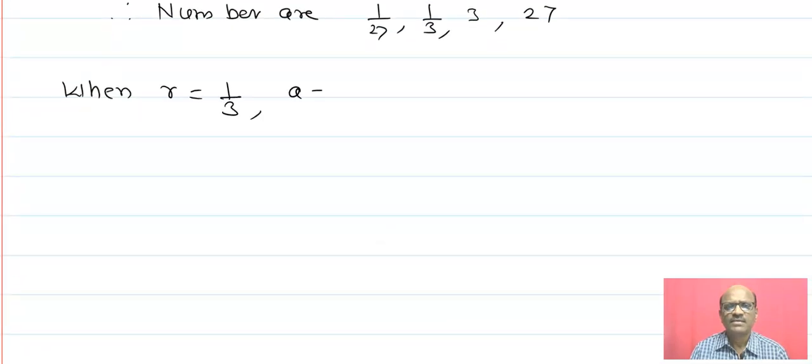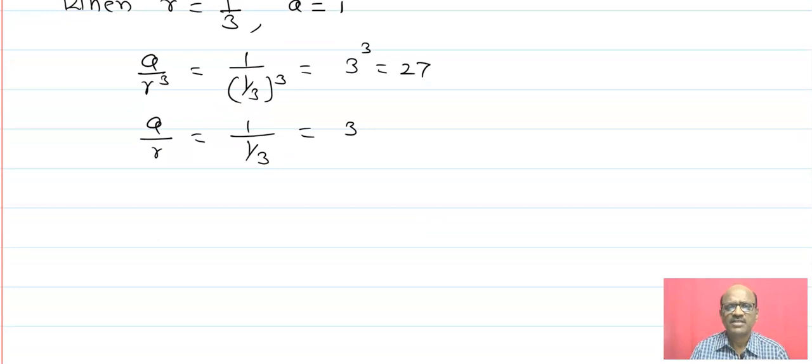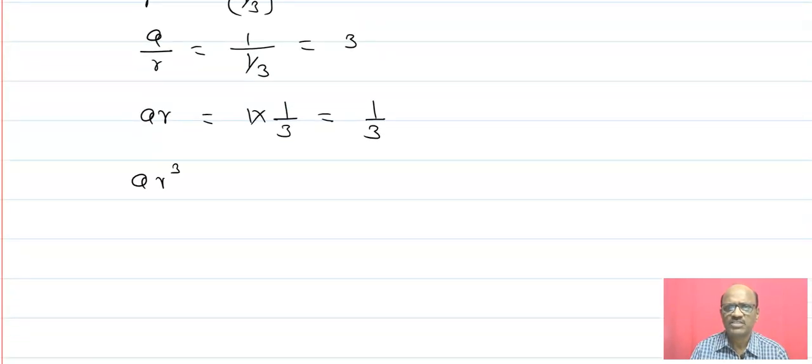When r is equal to 1 upon 3, a is equal to 1, then the terms are a upon r cube, that is 1 upon (1 by 3) raised to 3. What does that mean? It is multiplied by the reciprocal, and therefore it becomes 3 raised to 3, which is 27. A upon r, that is 1 upon 1 by 3, means 1 into the reciprocal of 1 upon 3. The reciprocal of 1 upon 3 is 3. That is 1 into 3, which is 3.